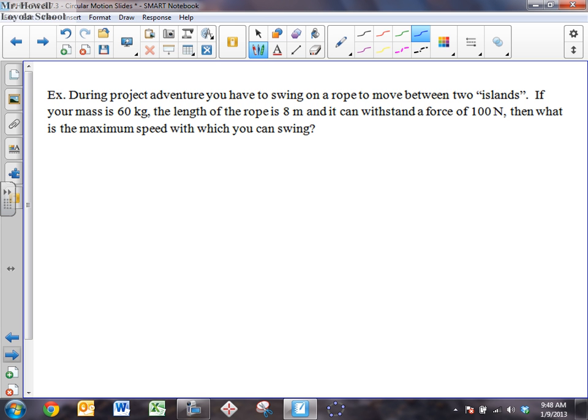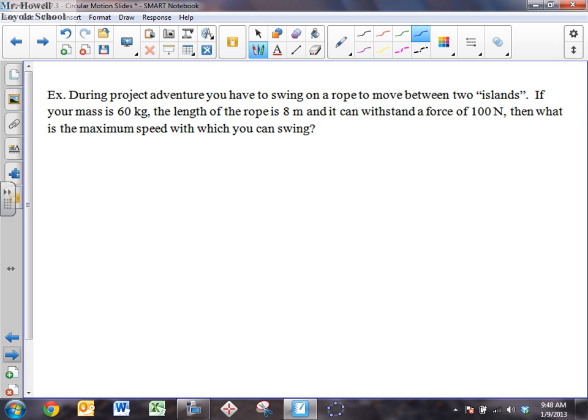So, during Project Adventure, you have to swing on a rope to move between 2 islands. Okay? So what I think about right away is a pendulum, actually. Because think about a person on a rope swinging. Isn't that a pendulum? That's what we model things as. Remember physics, you model? So if I were to model this scenario, I would think of a pendulum in this case.